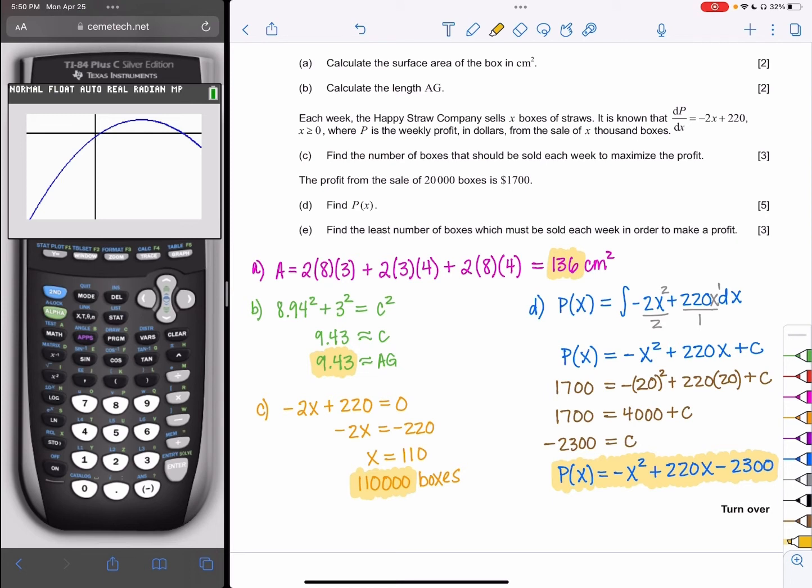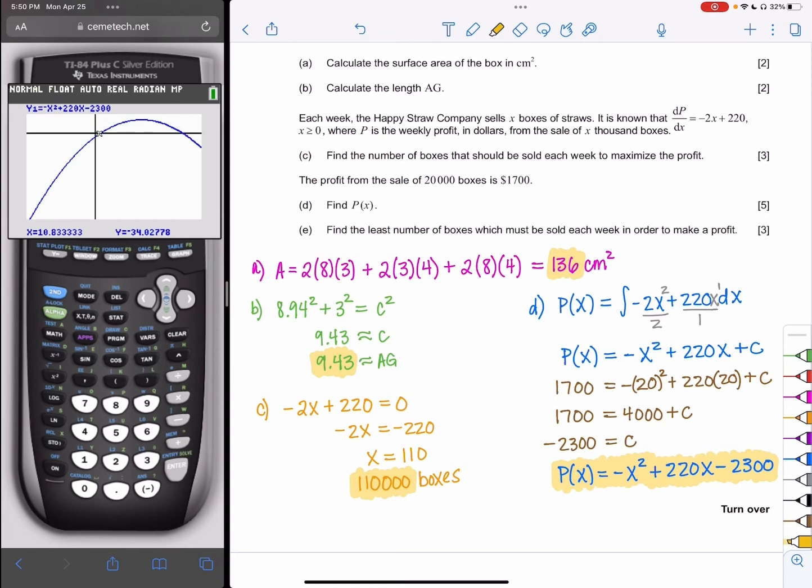So I'm going to use the trace function so that you can see where my cursor is. Basically, my profit is in the negative when it's below the x-axis, so I lost money. When my graph goes above the x-axis, that is me having a profit. If my graph touches the x-axis, that means that my profit is zero. So I'm trying to figure out the least amount of boxes that should be sold in order to make a profit. Basically what I need to do is figure out how many boxes it will take for me to break even.